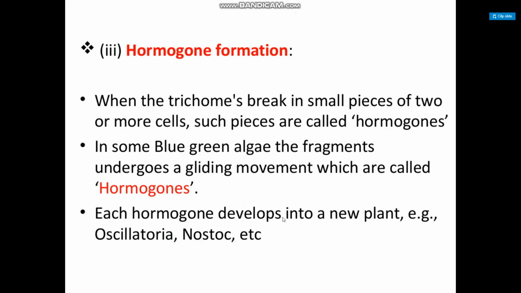Third is hormogone formation. When the trichomes break into small pieces of two or more cells, such pieces are called hormogones. In some blue-green algae, the fragments undergo a gliding movement, and these are called hormogones. Each hormogone develops into a new plant, for example Oscillatoria and Nostoc.